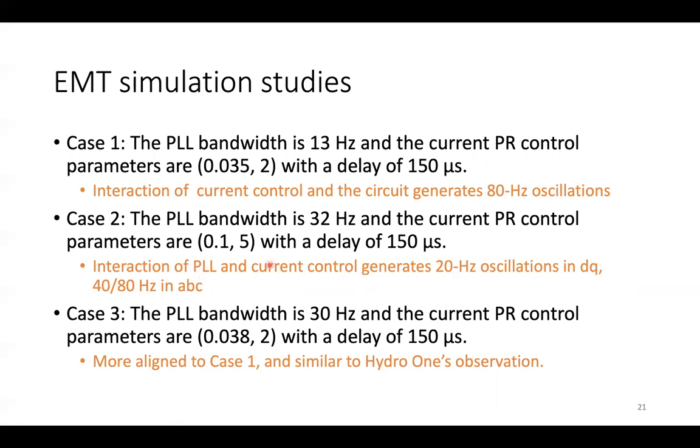And finally, we're going to tune down the PLL bandwidth and tune the PR controller slightly better, like an increased gain. We're going to show both 40 and 80 Hertz, but more like Hydro One's observation, where 80 Hertz is dominant and 40 Hertz is slightly there. So these two are sort of two extreme cases, but this one is slightly in between, though more aligned to case 1.